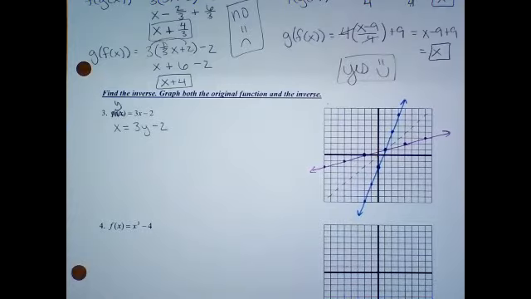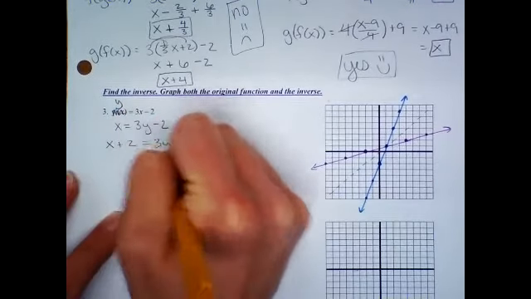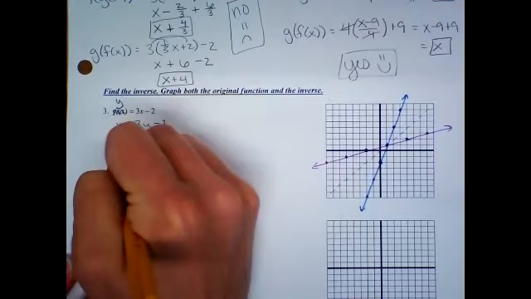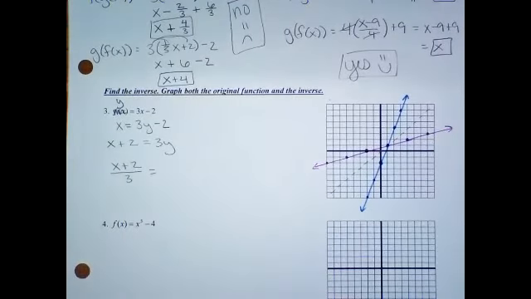So here's your algebra. What would you do to both sides to get y by itself? Add 2. Divide by 3. So you're going to have x plus 2 over 3. Now, if you write equals y, full credit, okay?